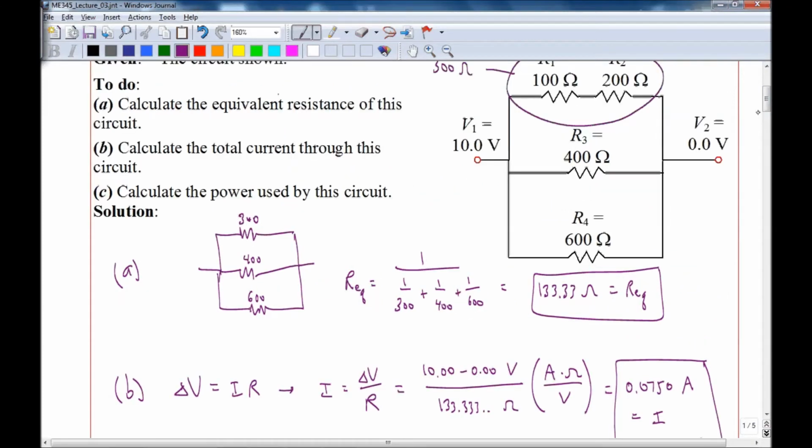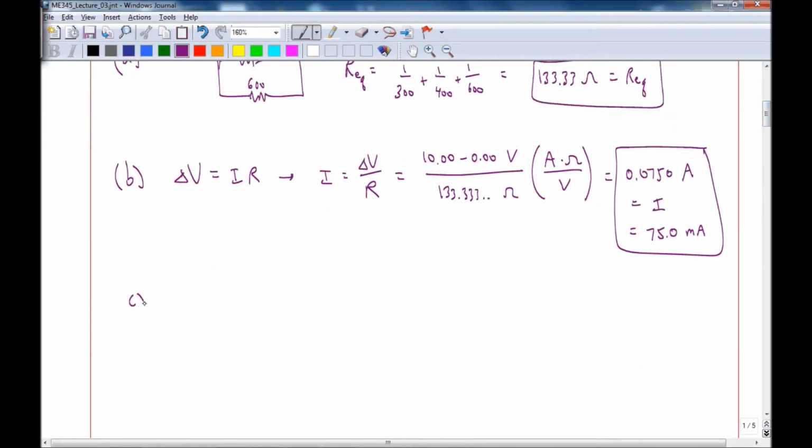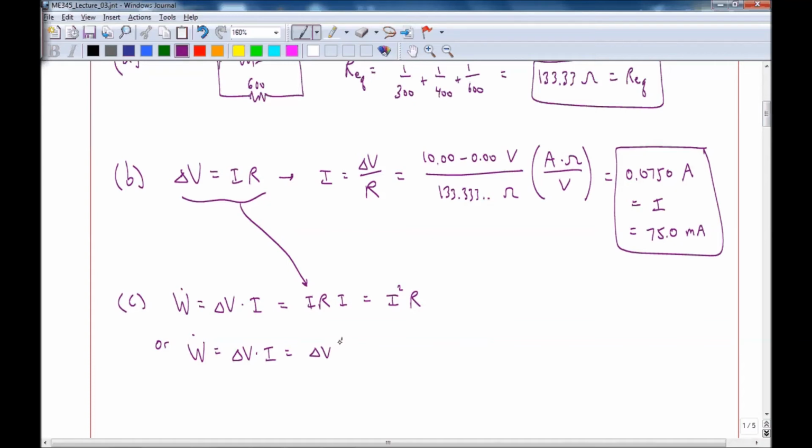Part C is to calculate the power used by this circuit. So we write power, W dot, is change in voltage times current, and from Ohm's law, change in voltage is IR times another I, so this is equal to I squared R, or W dot equal delta V times I equal delta V over R, where again we use Ohm's law to get this in place of I, and therefore this is equal to delta V squared over R. You can use either of these equations, you should get the same answer.